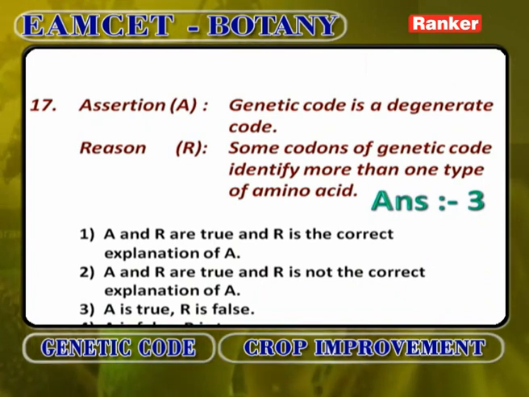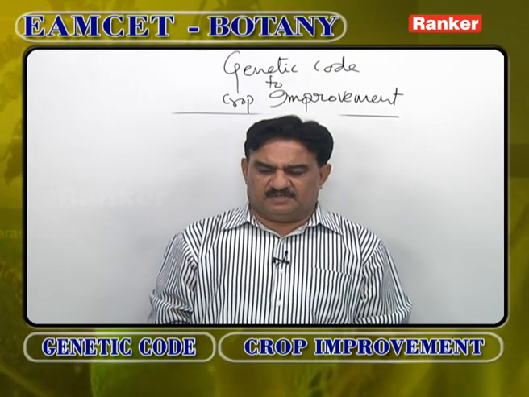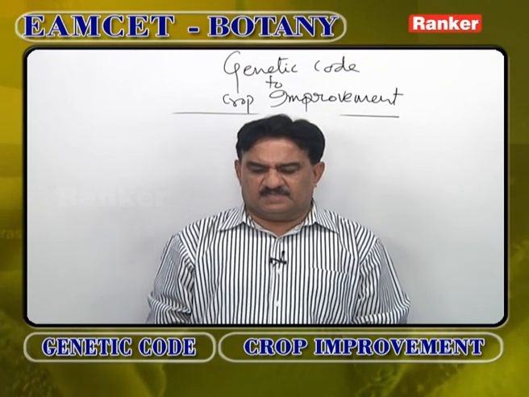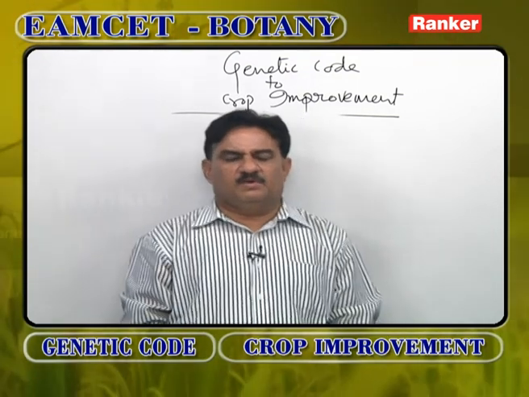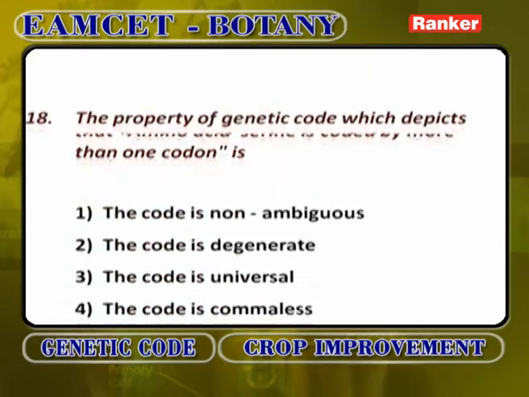Next, another assertion reasoning. Genetic code is degenerative code. It means there are 64 codons and 20 amino acids participate in protein synthesis, so one amino acid can be coded by 2, 3 or more codons. That is called a degenerative code. The reason says some codons of genetic code identify more than one type of amino acid, which is wrong. One amino acid can be coded by more than 2, 3 or 4 codons. So, A is true, R is false.